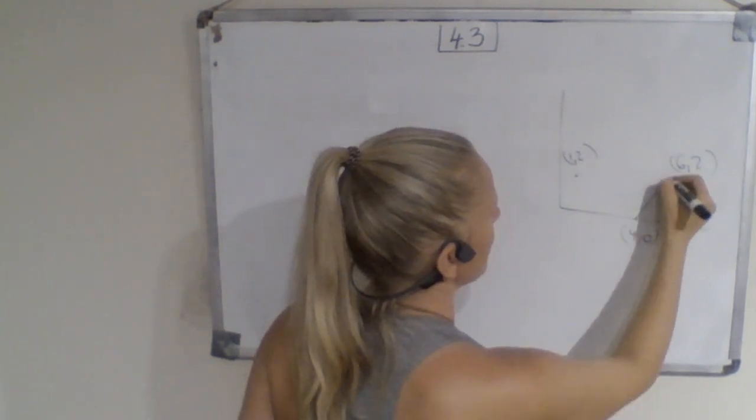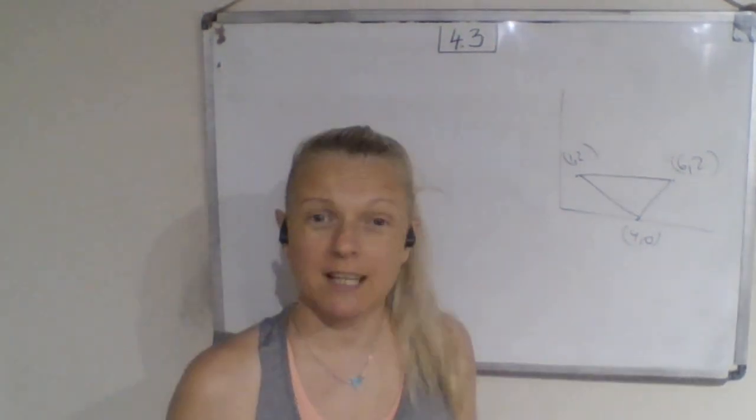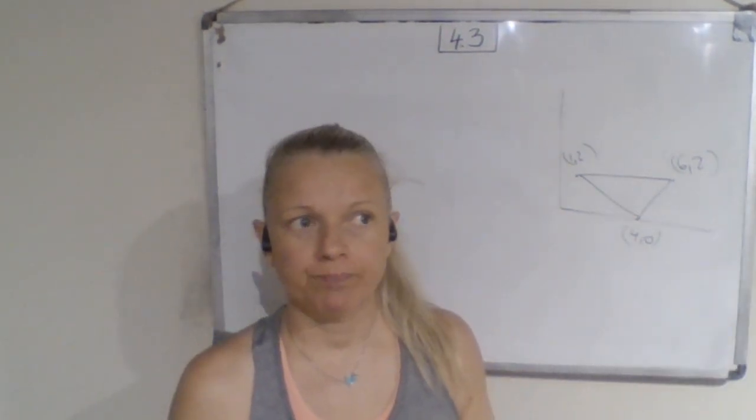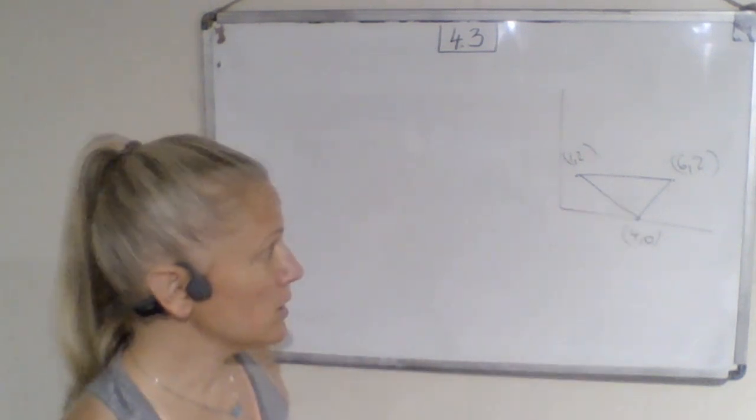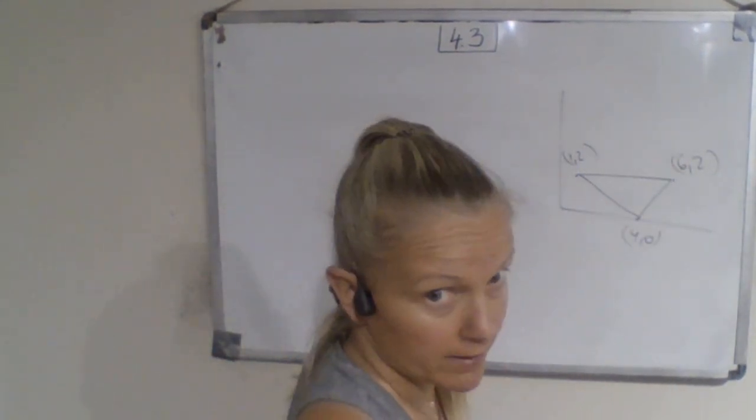Okay, this is my triangle. And I want to find the area of this triangle. And you know, the formula for area is height times base times half. We don't know any of that. We would have a hard time finding it. Really, we would not have any hard time finding it.